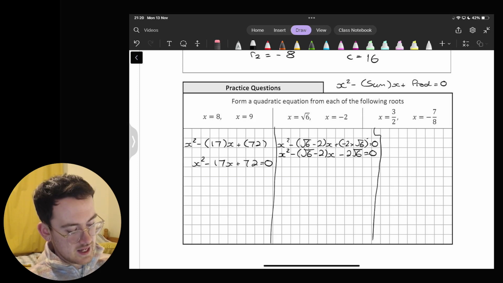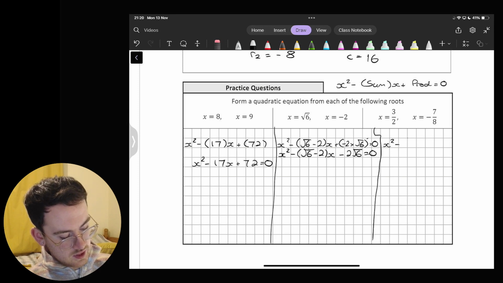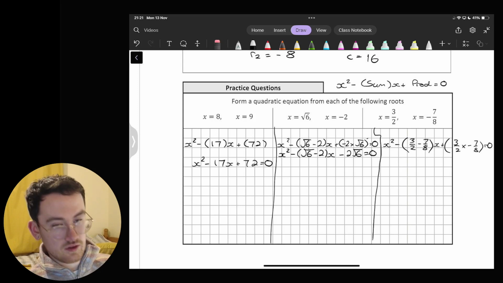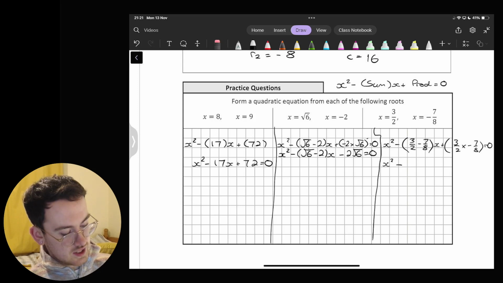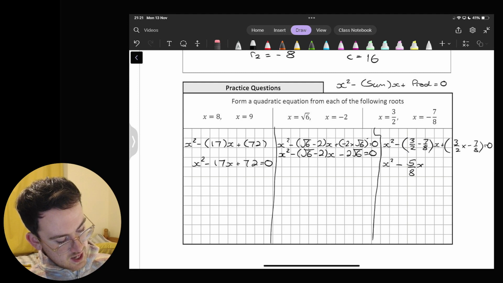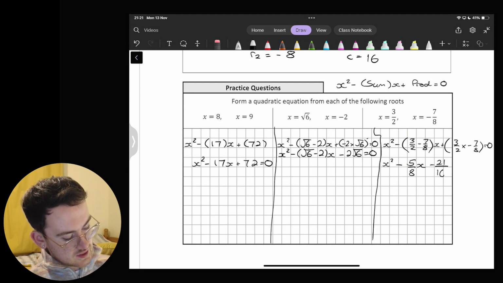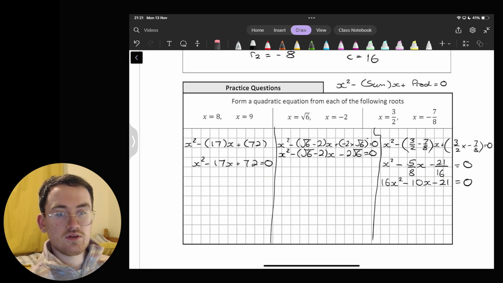And with the last one, just be careful of your different fractions there. It's minus 7 over 8, and watch your signs as well, particularly for the product part here, and equal to 0. So if I add those fractions together, I get minus 5 over 8 x, and multiplying them together gives me minus 21 over 16, and I can multiply across by 16 there. 16x squared minus 10x minus 21 equals 0.